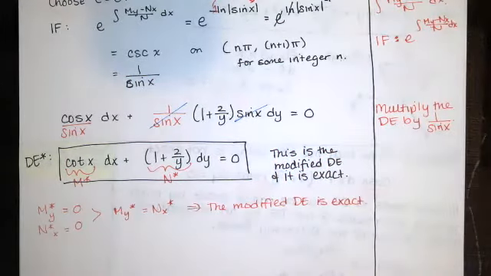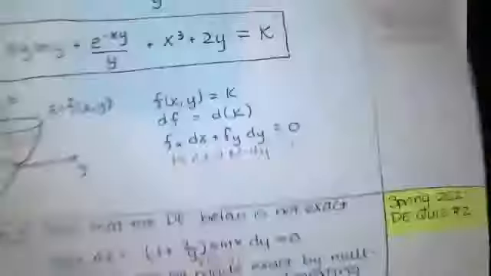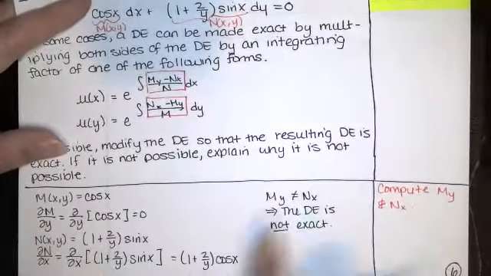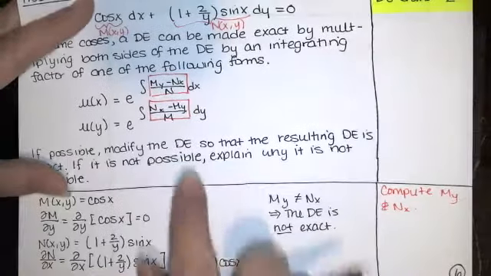And you were not asked to solve the differential equation either. You were just asked to get to this point. Okay, so that's how we do that. We just compute the partial derivatives, show that they're not equal. That means the differential equation is not exact.